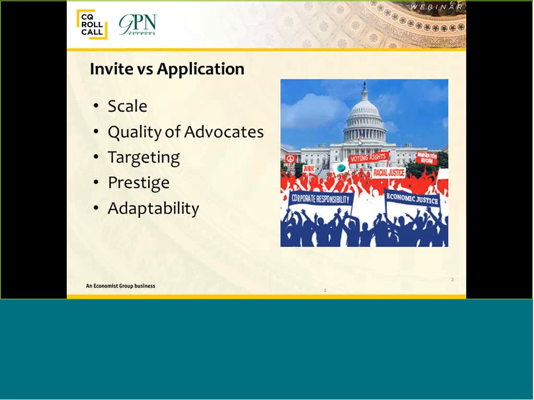Just to start it off, Lobby Days are not just a single day itself. It's several months of preparation and it's the Super Bowl for us in grassroots advocacy. It's the big day. The next day is, you rest and relax a little bit because you got through the triumphant march on the Hill. This preparation will go for a few months before that. One of the first decisions you have to make is how to acquire your advocates for the Lobby Day itself. There's one of two ways of doing this, either through an invite or an application process. A few things to consider are the scale, the quality of advocates, who and what members you're targeting, and also the factors of prestige and adaptability when considering an application versus an invite.